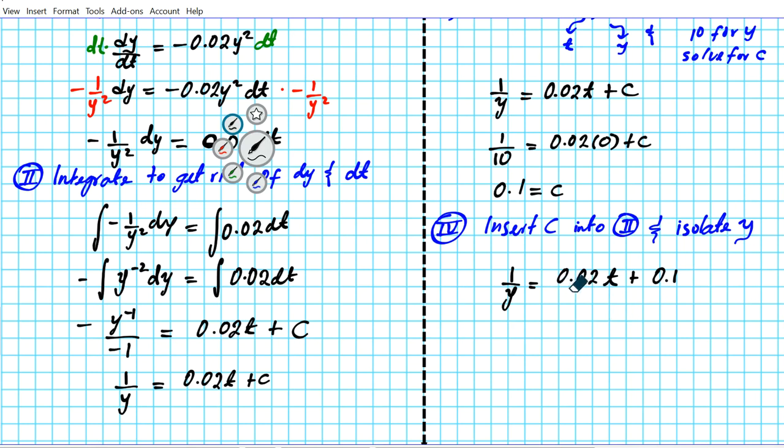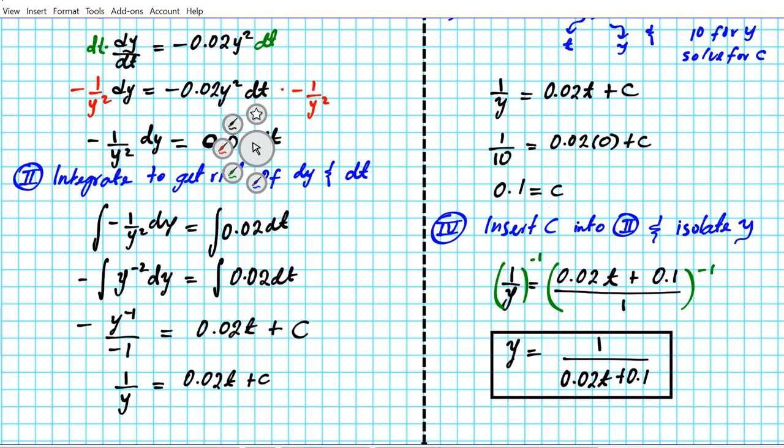We just express the right side as a fraction. Okay, and then just reciprocate both sides of the equation. So we just reciprocate this side and reciprocate that side right here. What I'm doing is just flipping the entire equation, okay? So we're going to have y equals 1 over 0.02t plus 0.1, okay? So this is exactly what we are looking for.